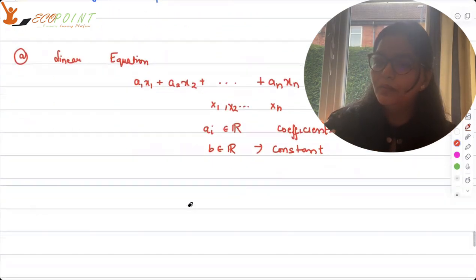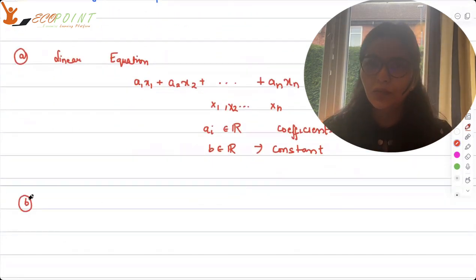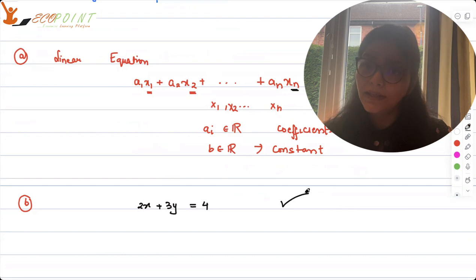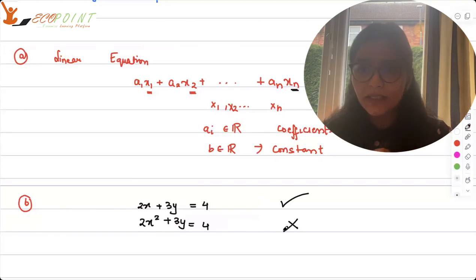From here, we move on to part B to understand what is linear and what is non-linear. As I've mentioned, this is linear. Now, what makes it linear is the power. If you observe, the power throughout of the variables is just 1. So if I give you an equation 2x plus 3y equals 4, this is a linear equation. If I give you 2x squared plus 3y equals 4, this is not linear because you can see that the power with x is 2.